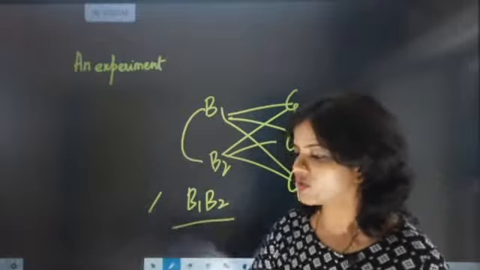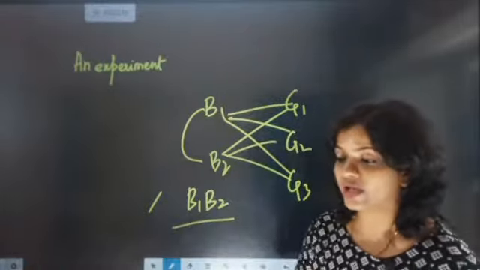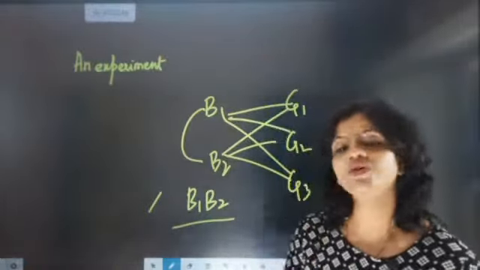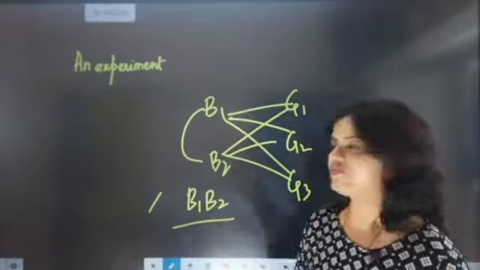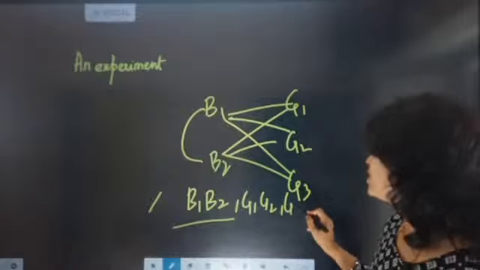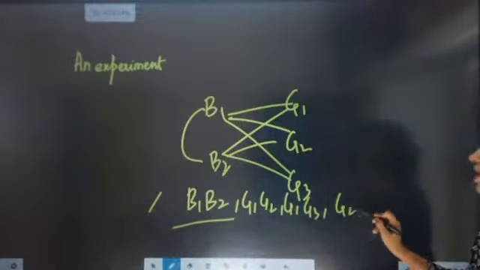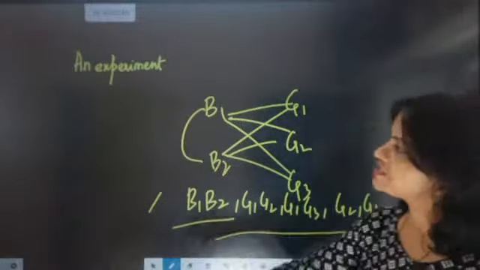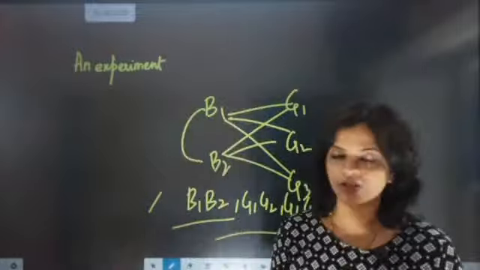Okay, I didn't read the question. So here B1 with B2. Yes, correct Pooja. B1 with B2 will also be coming, meaning boy with boy can also come. Now G1 G2 is also possible, then G1 G3 is also possible, and then G2 G3.